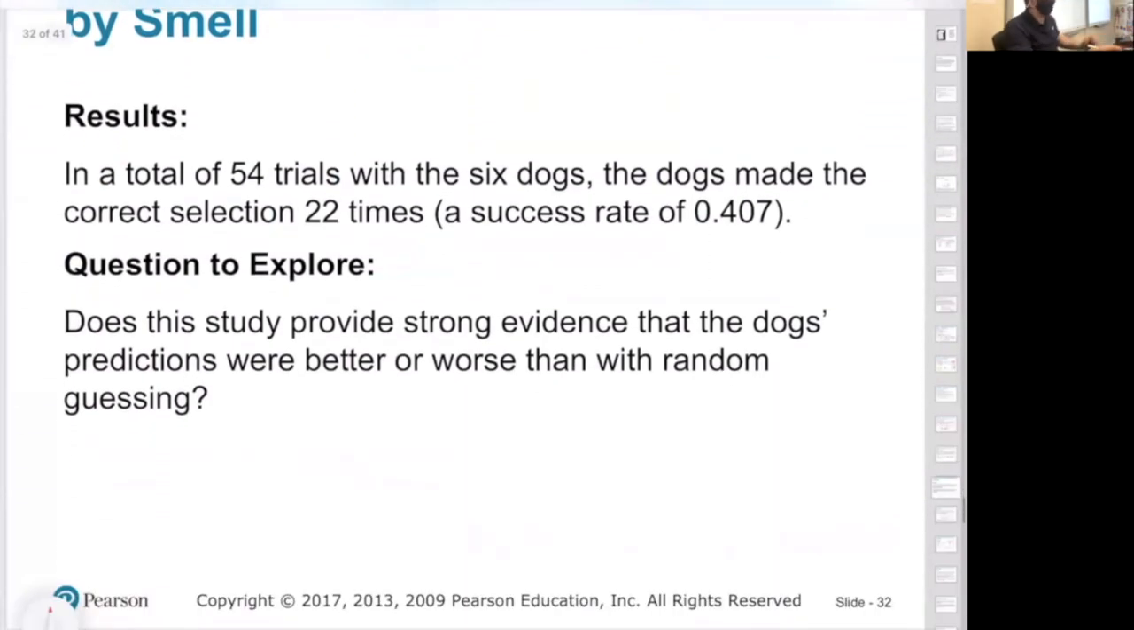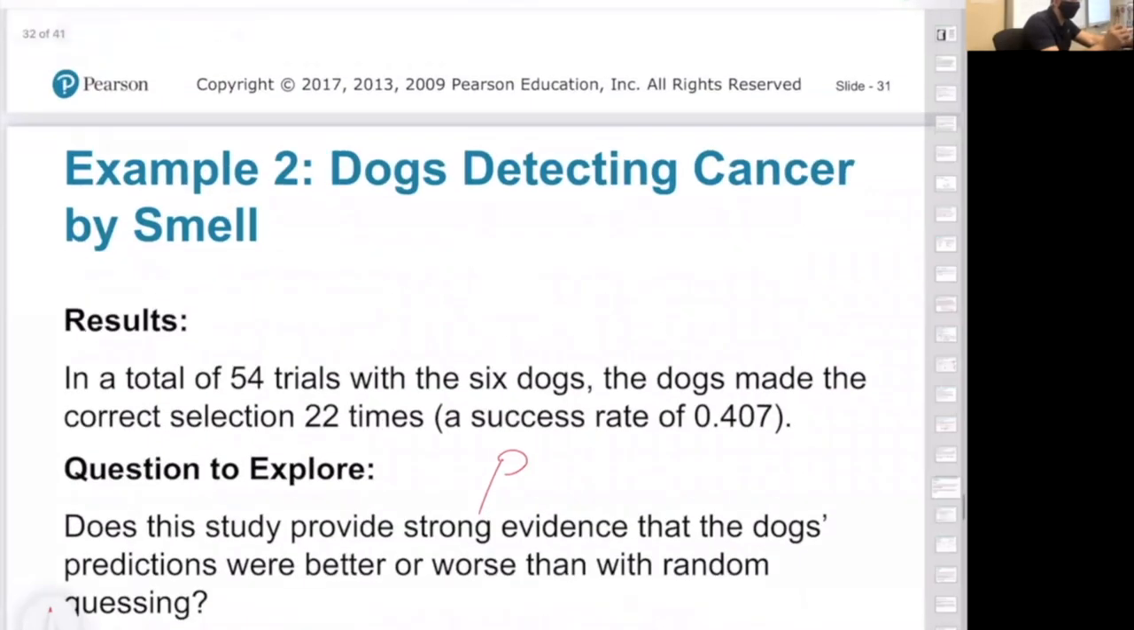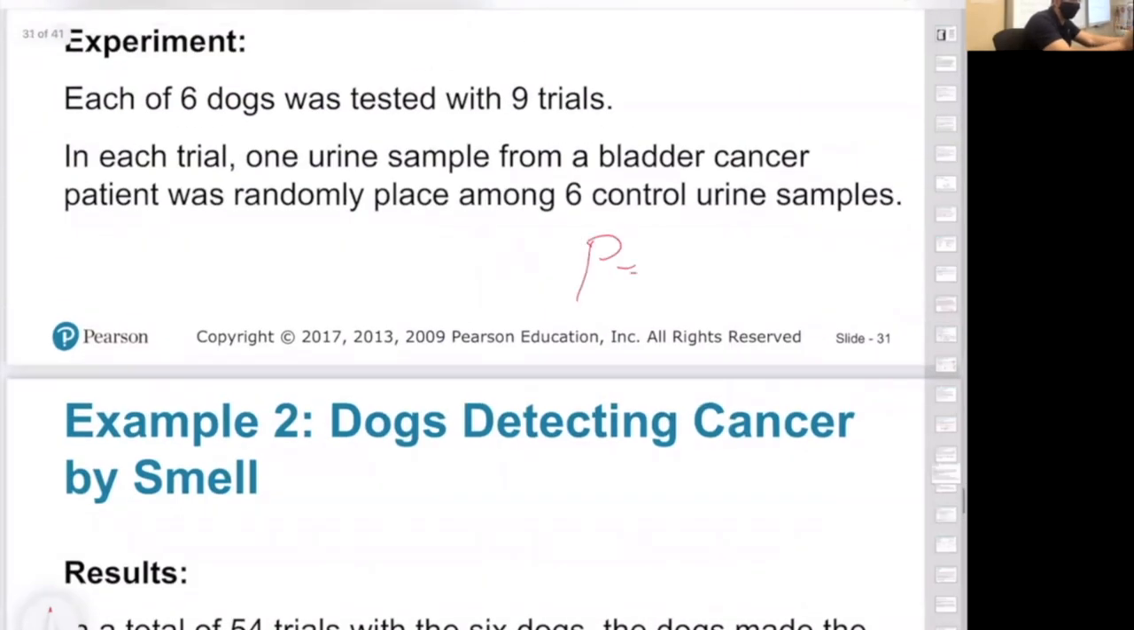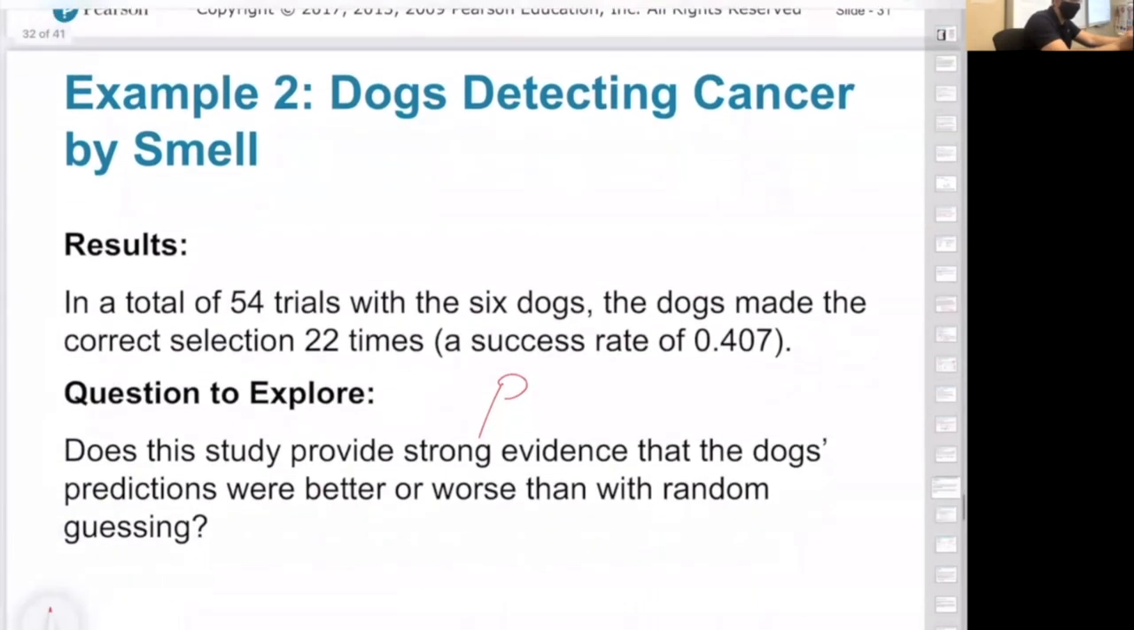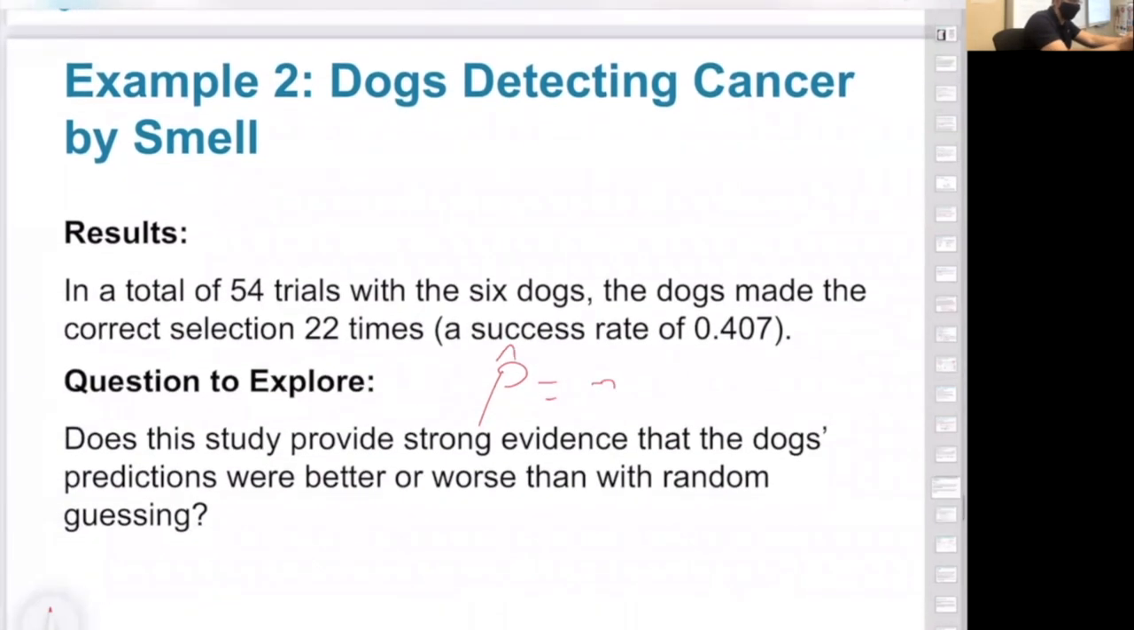The results: in a total of 54 trials with the 6 dogs, the dogs made the correct selection 22 times, with a probability of success 0.407. So this is what P had. So here we have P. P or P naught is 1/7. But here from the sample, P hat is what? 0.407, which is 22 divided by 54. So this is P hat.